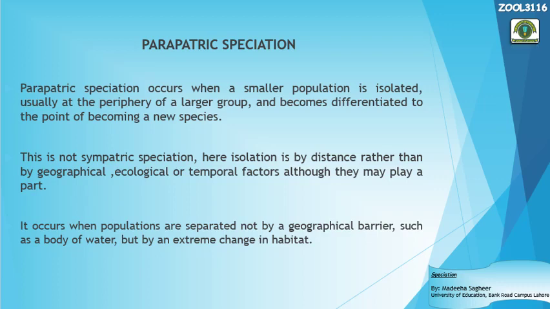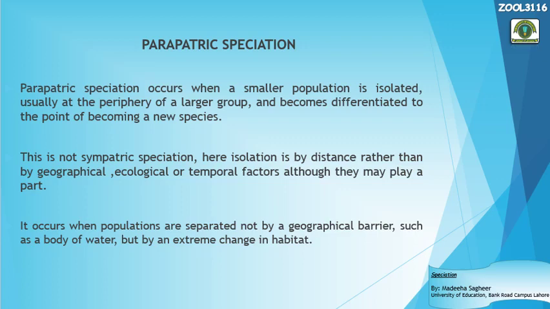Suppose the individuals present at the boundary or periphery of the large population have some environmental changes that are not present in the rest of the geographical area where the larger main population is present. That small group at the periphery would undergo those environmental changes and further adaptations that will lead to the differentiation of that isolated periphery group from the rest of the population.